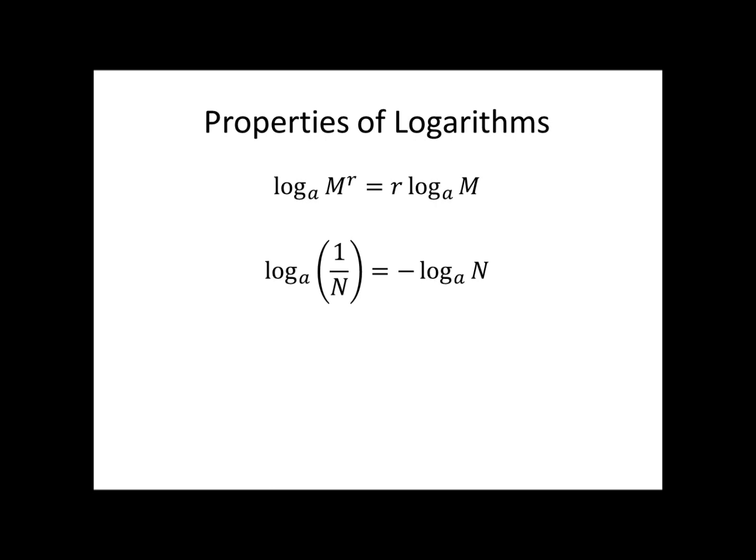Now, if we have a power, regardless of whether things match, that power can come down in front. It is referred to as a factor rule because that r turns from being a power on m into a factor in front of the logarithm. Now the next one, the log base a of 1 over n, could be thought of as a special case for this because remember, 1 over n is the same as n to the first power.